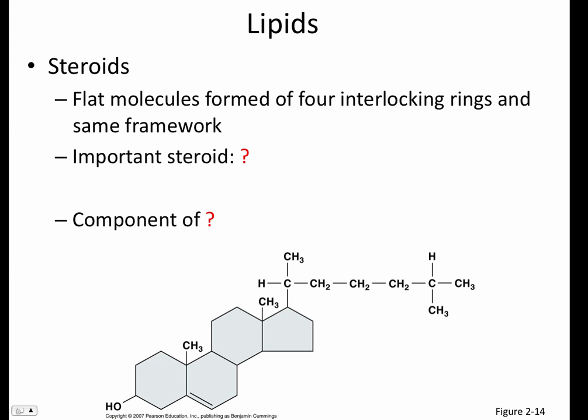Now lipids, another type we have are steroids. Steroids are flat molecules formed of 4 interlocking rings with the same framework. Here is that first ring, second ring, third ring, and fourth ring. Again, anytime you see these points, by default, these are going to be carbons. Okay. An important steroid that we have is cholesterol. And it's because it serves as a basis for all the other steroids made in the body.